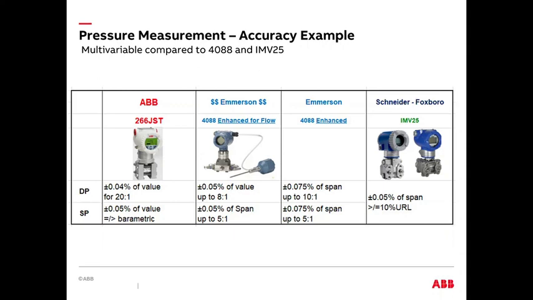On the ABBs there, you have plus or minus 0.04% of the value, and that's up to a 20-to-1 turndown. So if you have a 1,000 inch transmitter and you're turning that down to smaller readings, you're still going to have that type of accuracy. For the static pressure, you have a very low plus or minus 0.05% of the value. And again, turndown range can affect the accuracy and those types of things. You'll hear a lot of people advertise with things like turndown range. So that's just one example of accuracy.